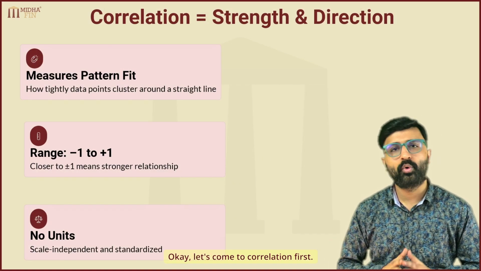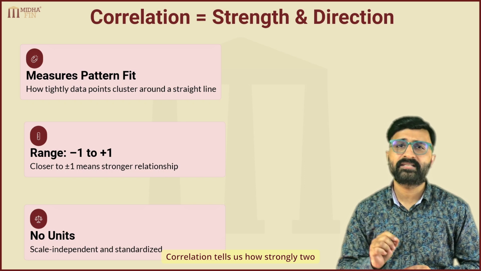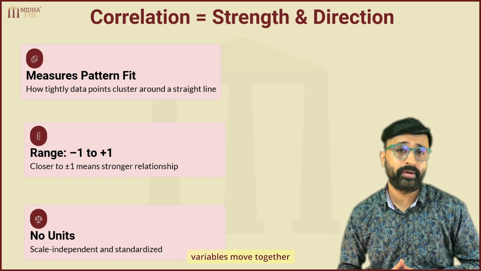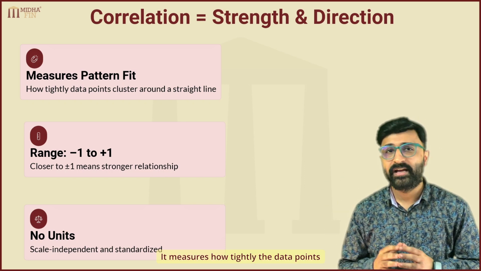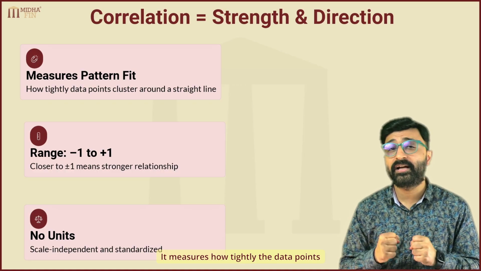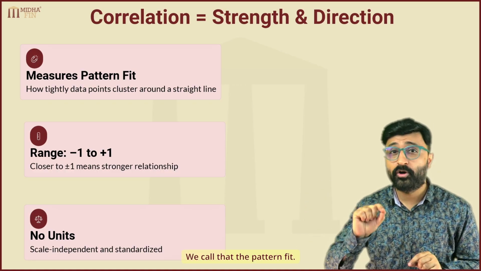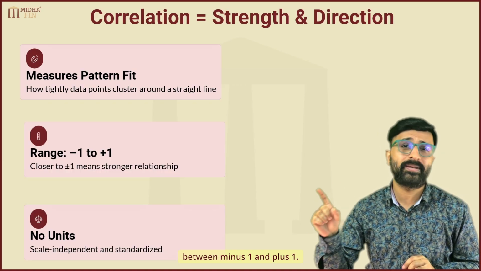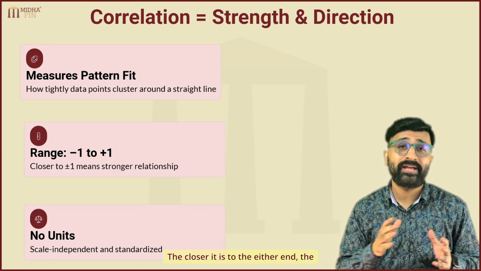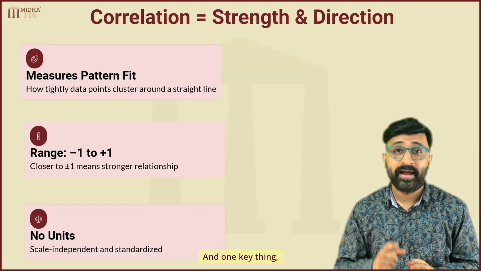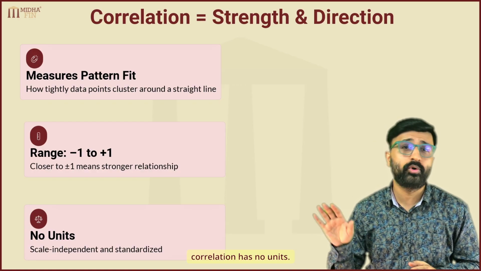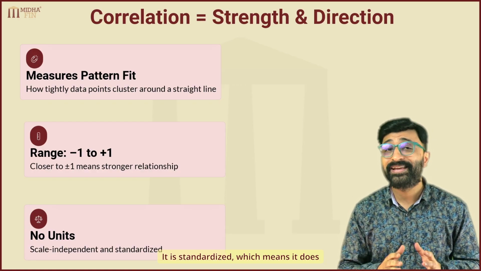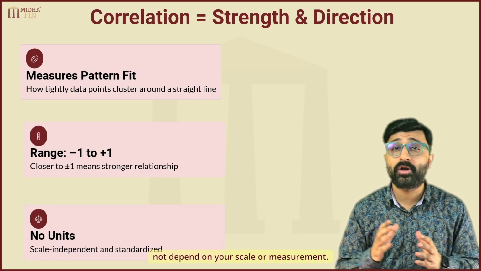Okay, let's come to correlation first. Correlation tells us how strongly two variables move together in a straight line pattern. It measures how tightly the data points fit around that line. We call that the pattern fit. The value of correlation always lies between -1 and +1. The closer it is to either end, the stronger the relationship. And one key thing, correlation has no units. It is standardized, which means it does not depend on your scale or measurement.